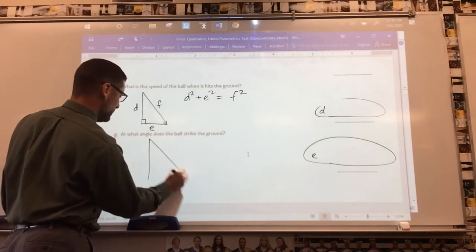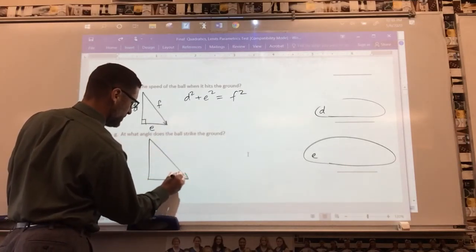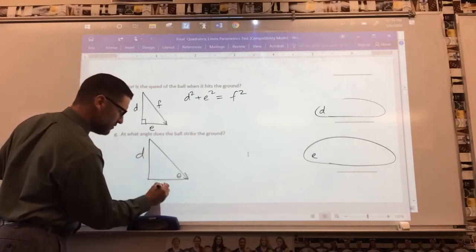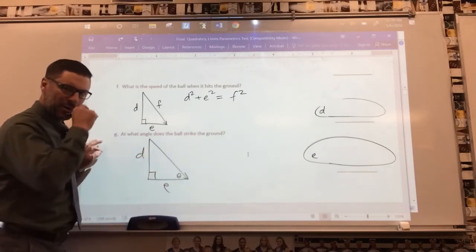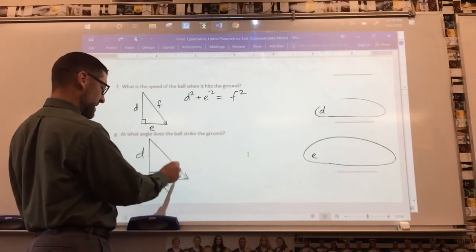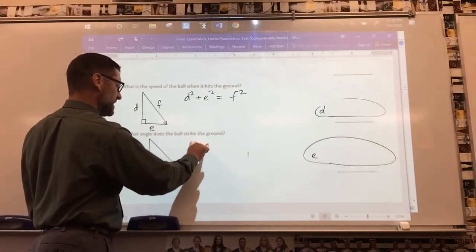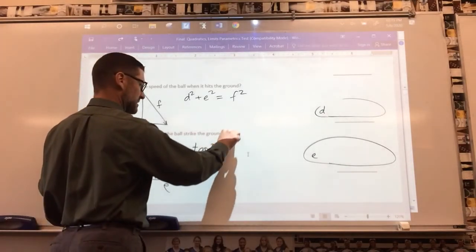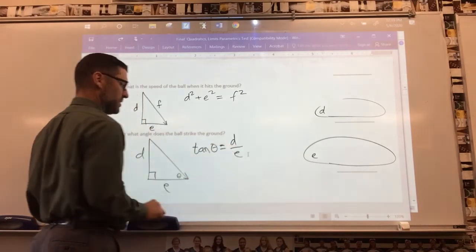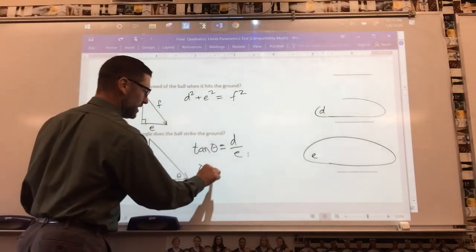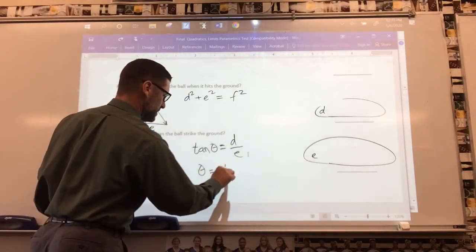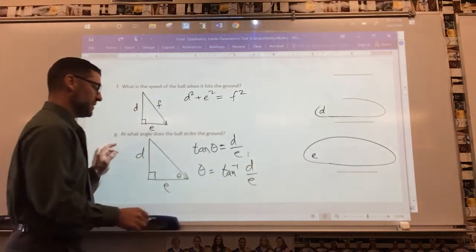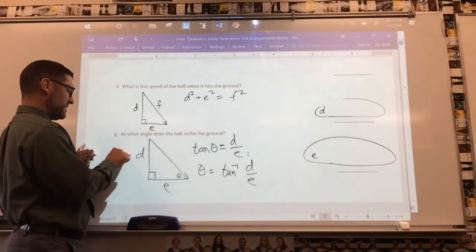Likewise, at what angle does it strike the ground? There's my angle theta. I wonder what that theta is. Well, you have a D component and you have an E component, and it's a right triangle. And we simply use trig. That's opposite over adjacent. So we do the tangent of theta is equal to whatever your D component is divided by your E component, and my theta will equal tangent to the negative 1 of D over E.